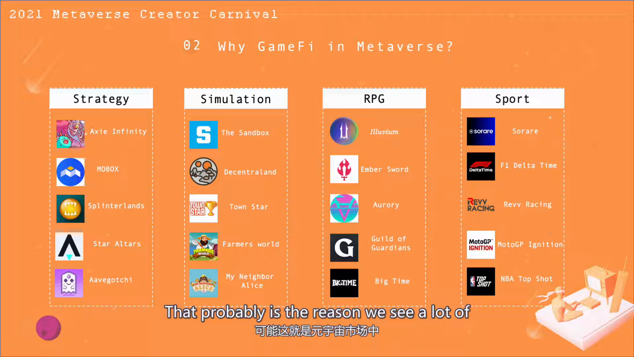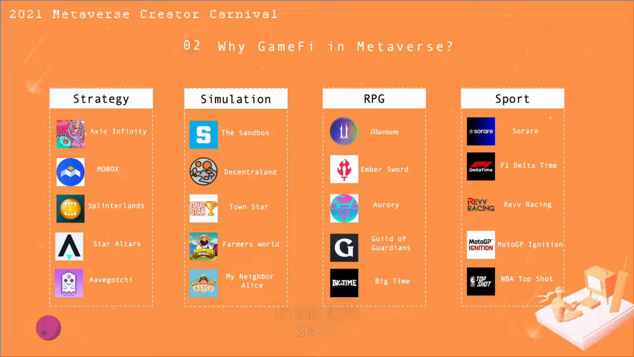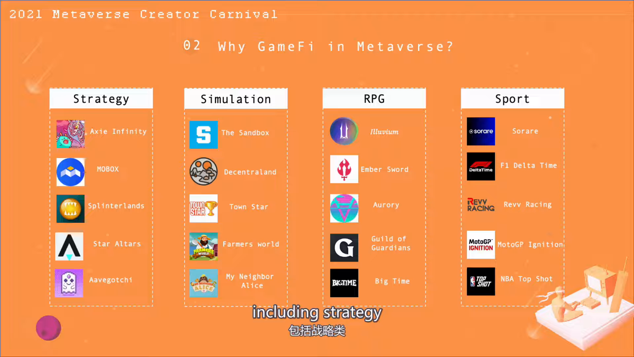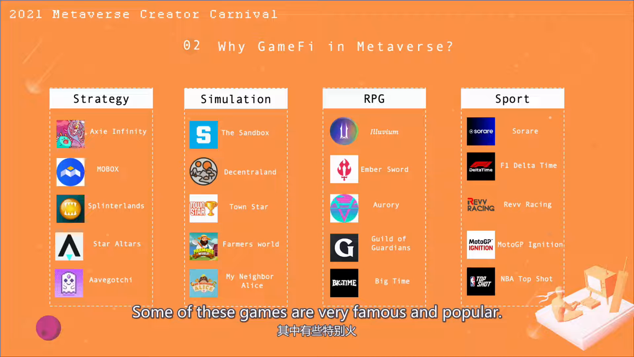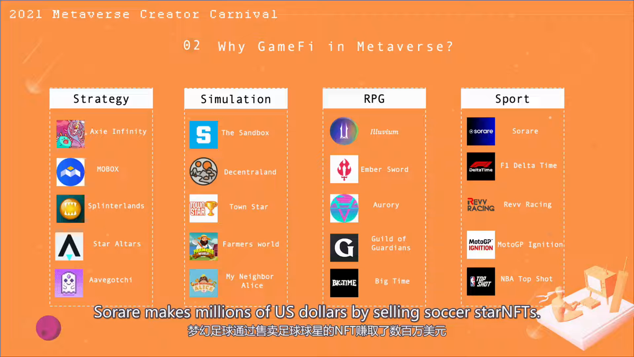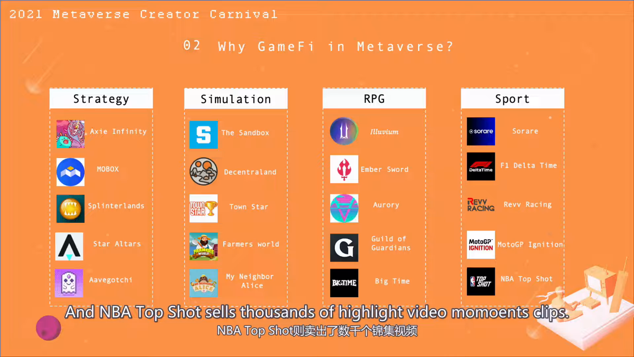That probably is the reason we see a lot of Web3 games published in Metaverse market. In this slide, we summarize 4 categories of Web3 games, including strategy, simulation, role-playing, and sports. Some of these games are very famous and popular. For example, in sport category, So Rare makes millions of US dollars by selling soccer star NFTs, and NBA Top Shot sells thousands of highlight moments video clips.